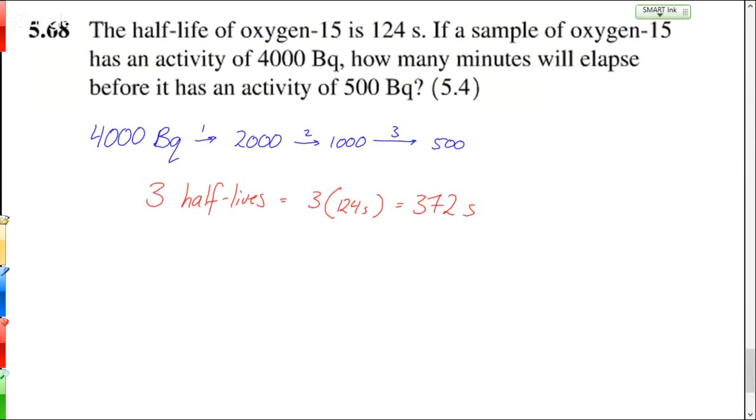All right, so 372 seconds, we can convert that to minutes. So the point of showing this example is when we look at half-lives, we can either look at it with regard to the mass or with regard to the amount of radioactivity, but the process is the same. You cut it in half a certain number of times. Each time you cut it in half, one half-life has elapsed. There are equations for figuring out how much is left in the middle of a half-life, but we're not going to focus on that in this class. So in this class, it's going to be even half-lives. If you cut it in half a certain number of times, what do you have left and how long does that take?